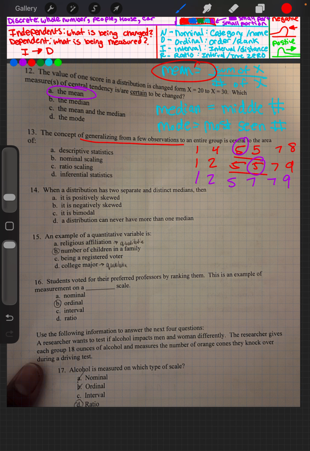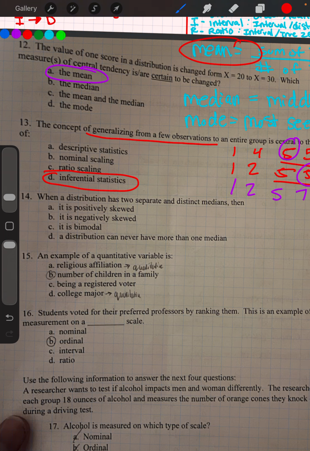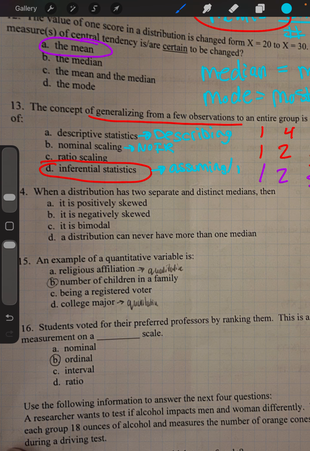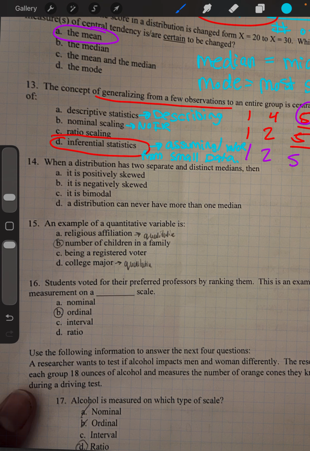Generalizing after a few observations is gonna be this, because descriptives mean describe. This just means describing what you see. This is norm, so no is assuming or inferring from small data. Okay.